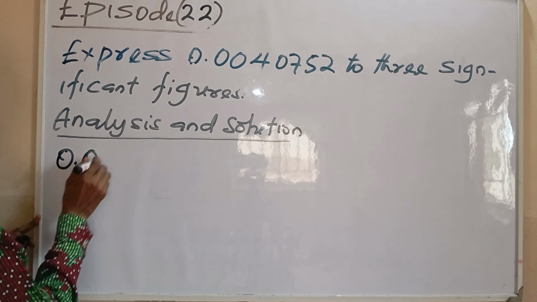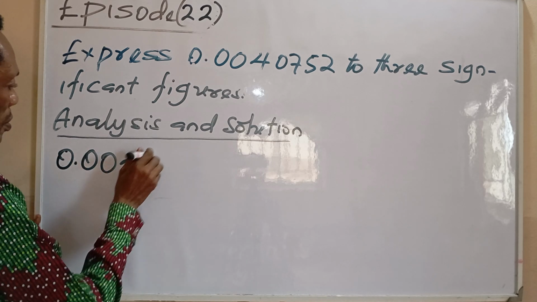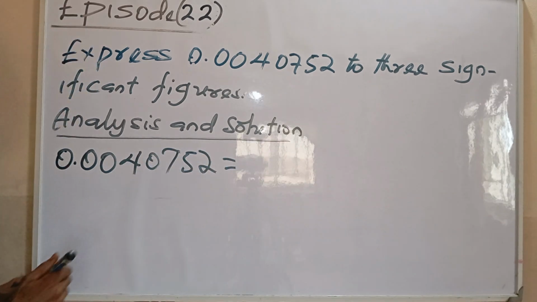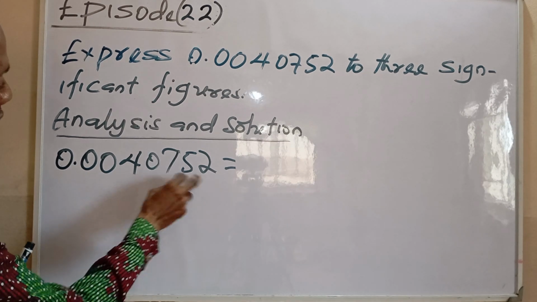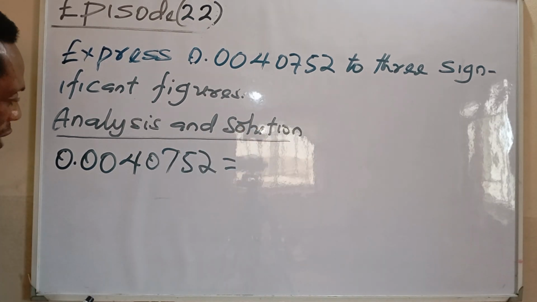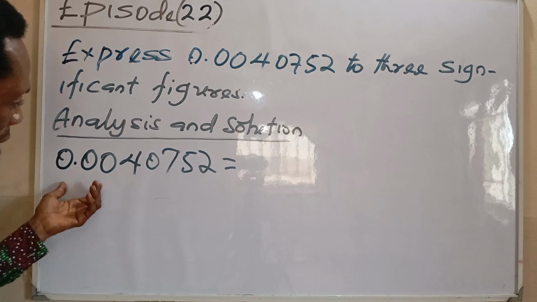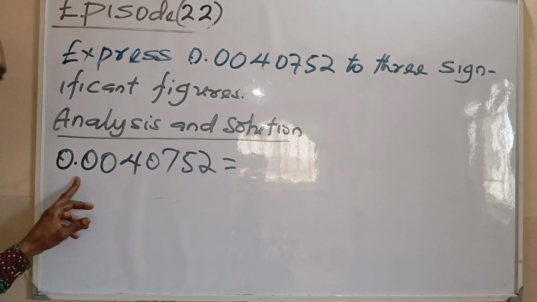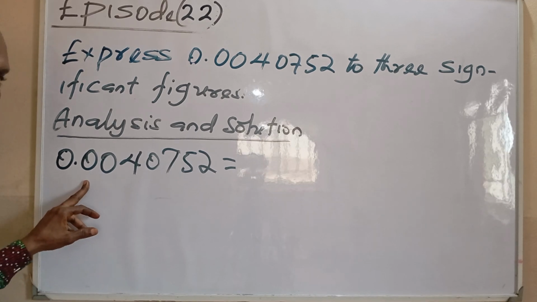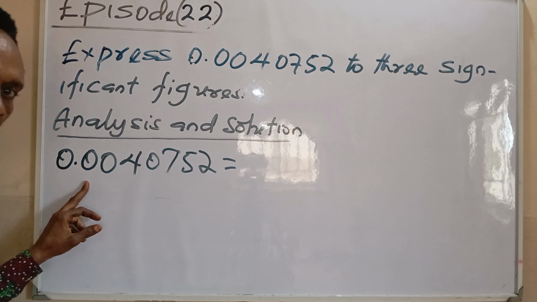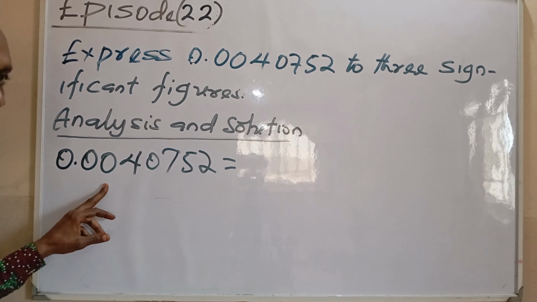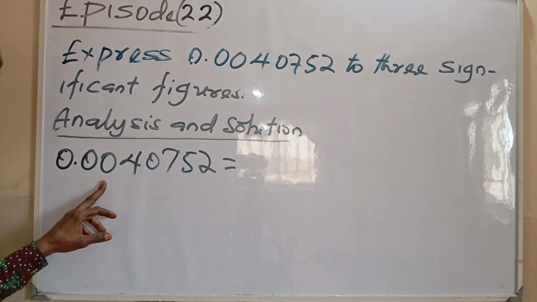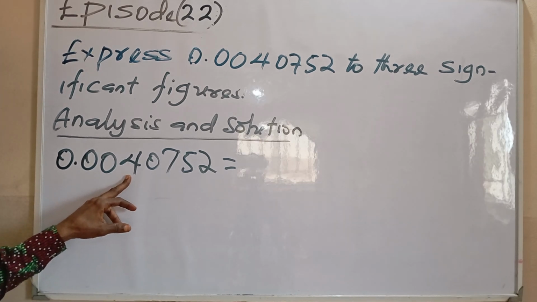0.0040752 to three significant figures. Okay, from here, you can see that we start from the left-hand side, from the decimal point. The first two digits here are 0 digits. So you must not start counting from them. You have to skip the two 0 digits. Then your first significant digit should be 4, which is where you start your counting now.